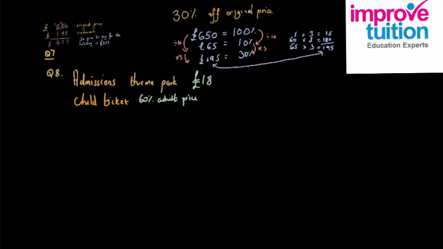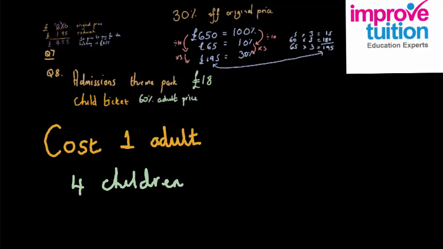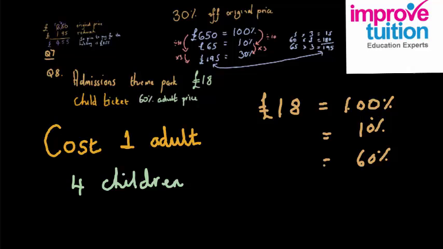And if a question is asking you to work out 4 children plus 1 adult, then how do you work that out? So the cost of 1 adult is £18, but what about the cost of the 4 children? Well, let's work out 60% of £18. So we know £18 equals 100%. Let's work out 10% of £18, and then let's work out 60% of £18.